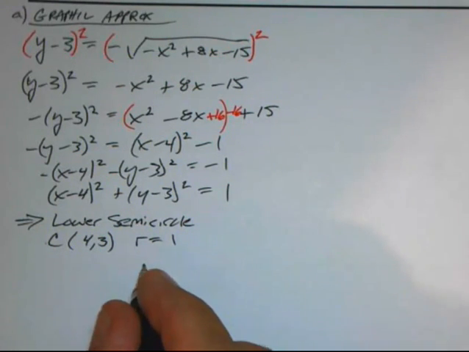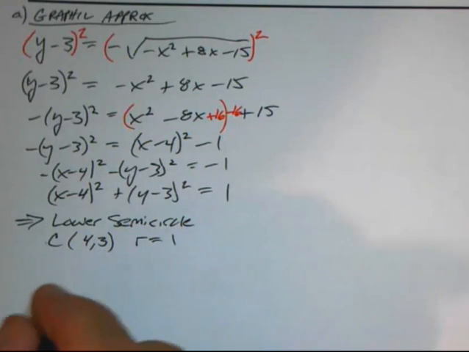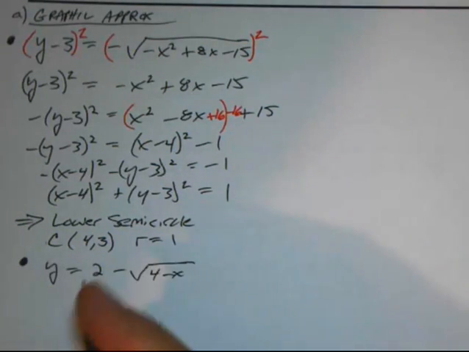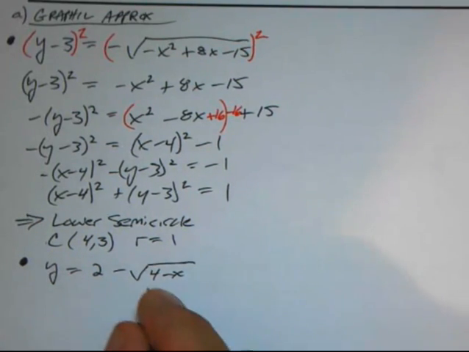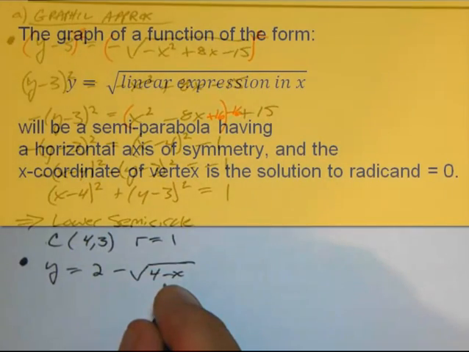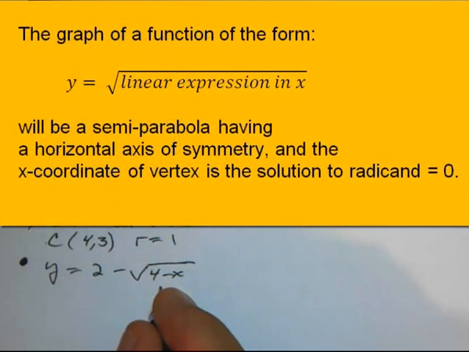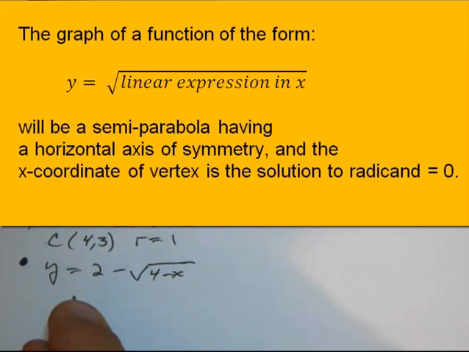Let's take on that second function and see what we think about that. Now we notice that this basically has the form of y equals a square root of a linear expression in x. So we expect a semi-parabola with this negative sign, a lower semi-parabola, and the x-coordinate of the vertex will be at x equal to 4, and the y-coordinate would be 2. We can make a note of that.